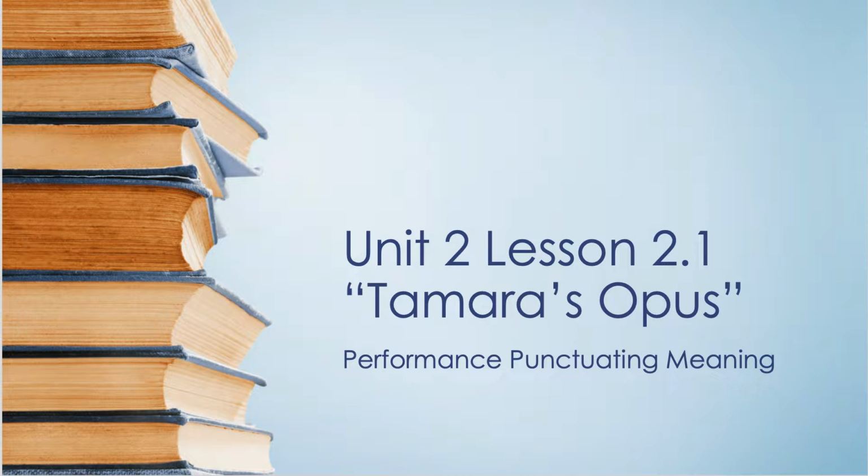We're going to be focusing on Unit 2, Lesson 2.1, Tamara's Opus, Performance Punctuating Meaning. In this lesson, we're going to be talking about how performance is influenced by the text and how the text gains meaning through the performance, and how these two things interrelate. This is going to be really useful since we're working towards starting Romeo and Juliet next week. And of course, that was meant to be performed. So the performance and how that performance comes into play will be absolutely important to understanding the text.